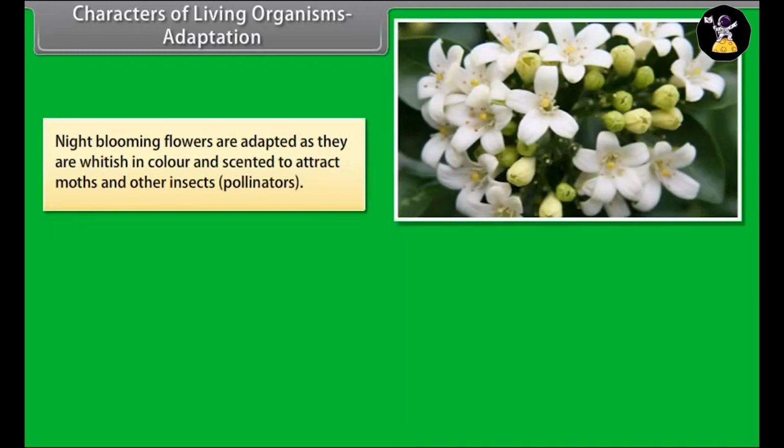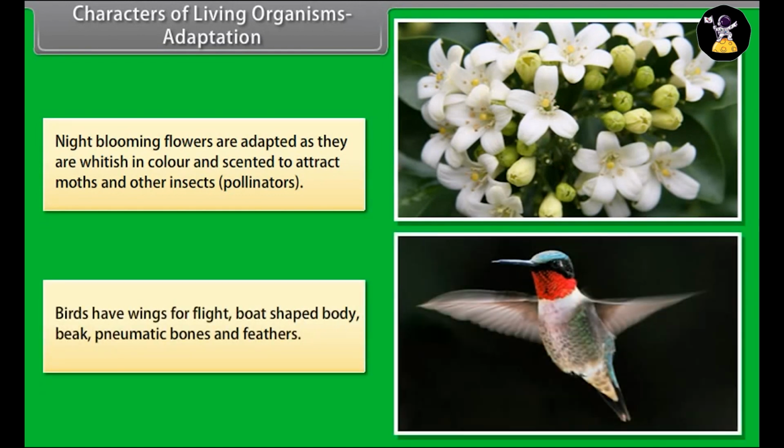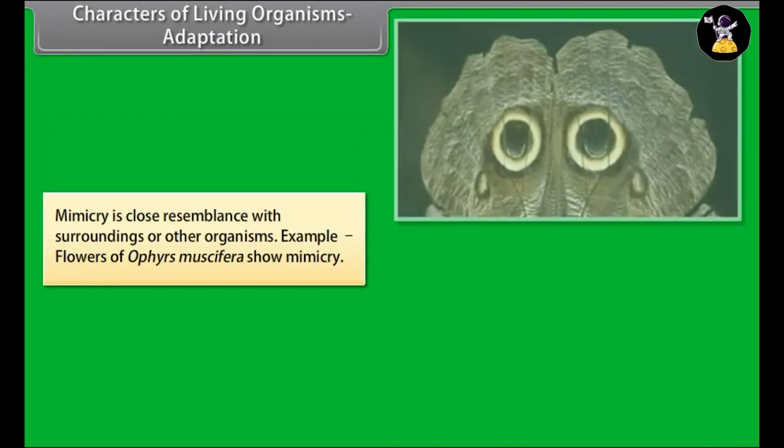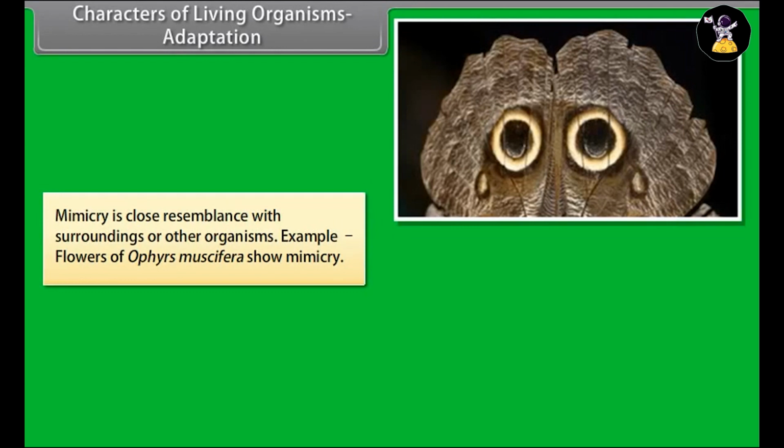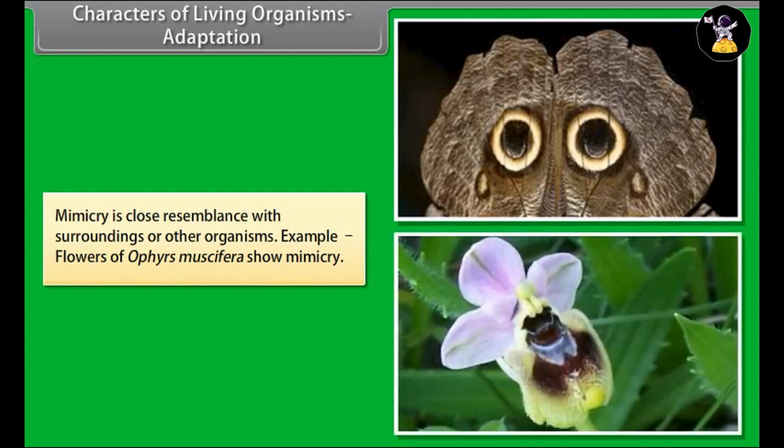Night blooming flowers are adapted as they are whitish in color and scented to attract moths and other insects, pollinators. Birds have wings for flight, boat-shaped body, beak, pneumatic bones and feathers. Mimicry is close resemblance with surroundings or other organisms. Example: flowers of Ophrys muscifera show mimicry.